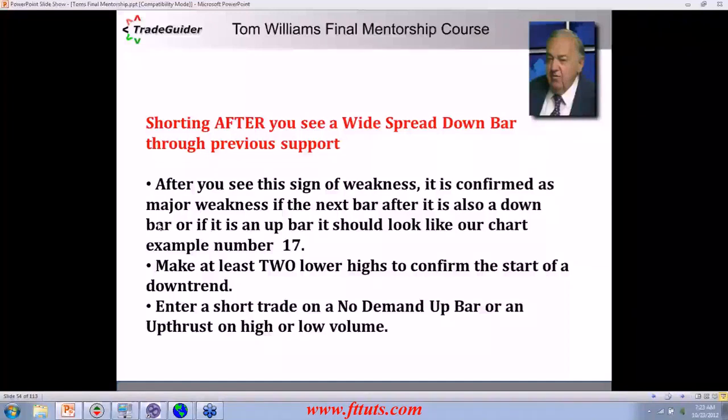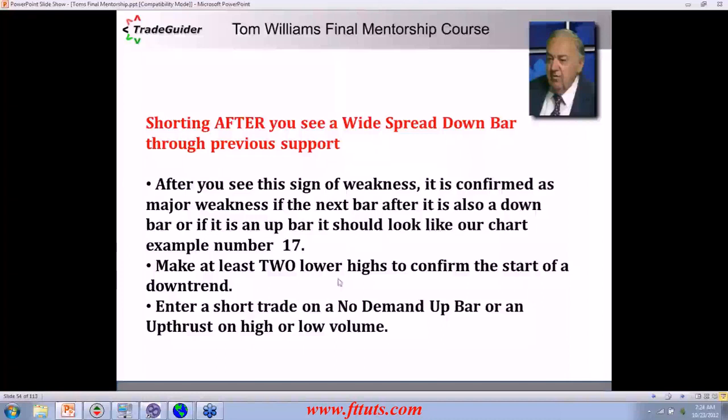When you see a widespread down bar, and it's got to break previous support levels in the background, so there will be some sort of uptrend in price. After you see this sign of weakness, it's confirmed as major weakness if the next bar after the down bar is also closing lower. Okay, and if it's an up bar, it would look like a no demand bar. Most times you will see with these widespread down bars, the first one will close on the low, and then the second one will close shortly after it. We see this very often where you get two lower closes.